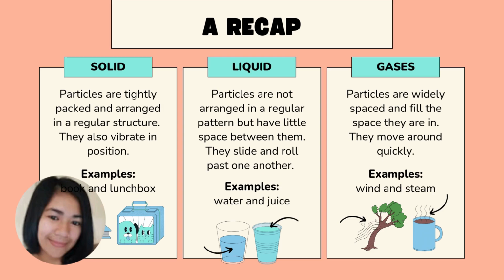So, solid. Pag sinabi nating solid, these are particles. The particles are tightly packed and arranged in a regular structure. They also vibrate in position. Kaya meron siyang shape because of the tightly packed particle. And then the liquid particles are not arranged in a regular pattern but have little space between them. They slide and roll past one another. Kaya kung nilagay mo yung liquid sa isang container, meron siyang shape but kung hindi, wala siyang shape.